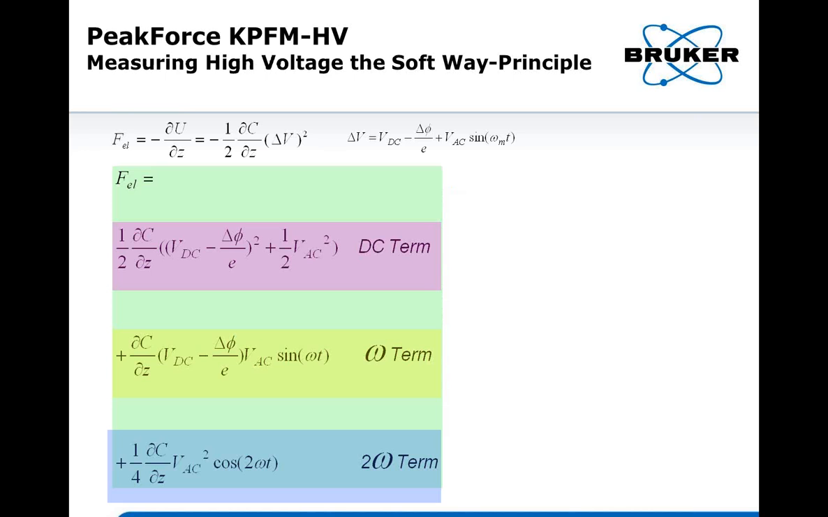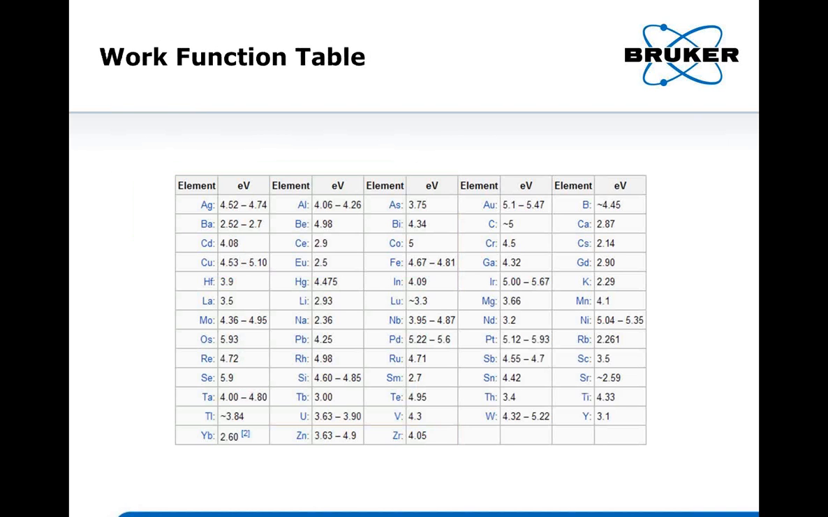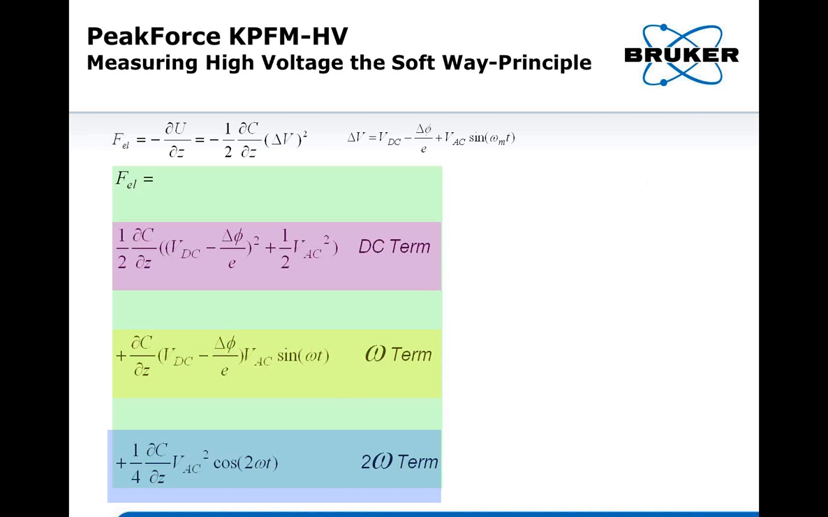So we also have a PeakForce KPFM high voltage mode, which is to measure high voltage. You may say, why bother? If you look at the work function table, there's no material that has a work function above 10, right? So KPFM covers that well. However, we recognize there's a need to measure high voltage from static charge. For example, if you walk on the carpet on a dry day, you get a static charge, and someone told me it could be as high as hundreds of volts or even higher.